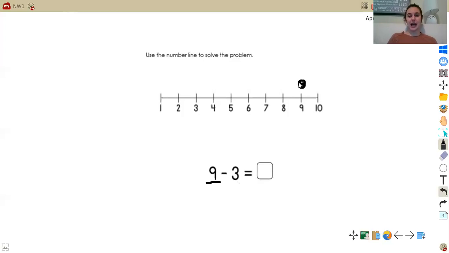So I'm going to go 9 minus 1, 2, 3. My new starting point. So 9 minus 1, 2, 3 is 6. And I can see that because my new circle landed on 6.